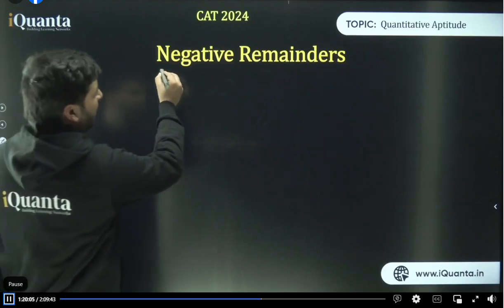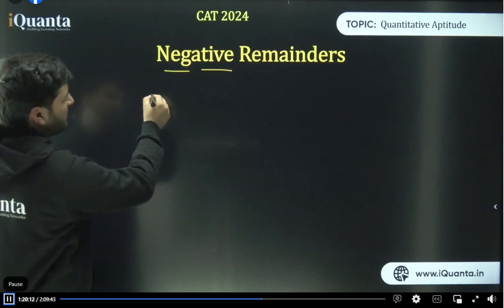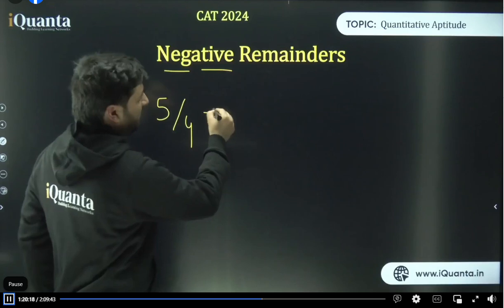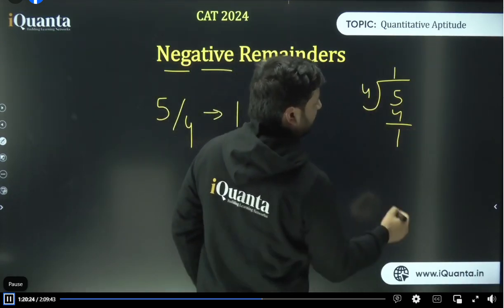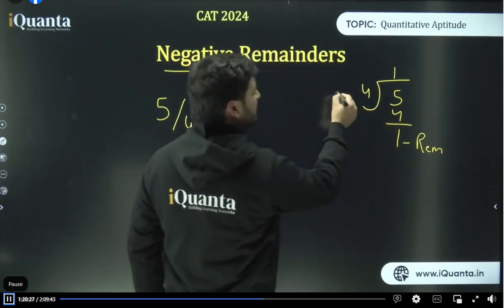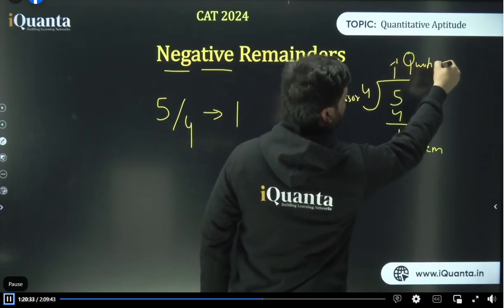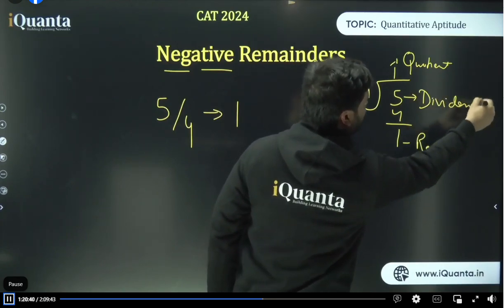By the word negative itself we have a slight idea that they would be negative. So usually what do we have in remainder? Suppose I ask you when 5 is divided by 4, what is the remainder? 4 1 4, you get 1 remainder, isn't it? You can do it by basic division method. 4 1 4, you get 1. This is your remainder, this is your divisor, this is your quotient, and this is the number that you are dividing. It is called dividend, isn't it?